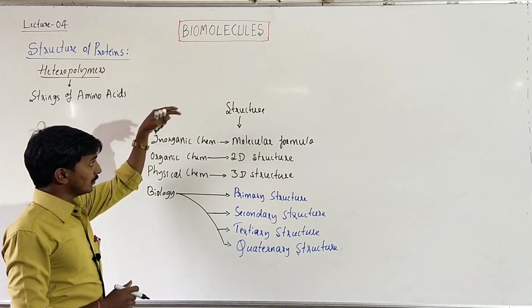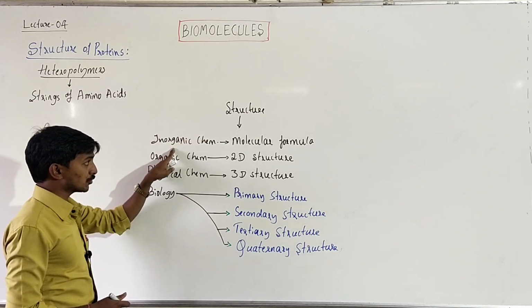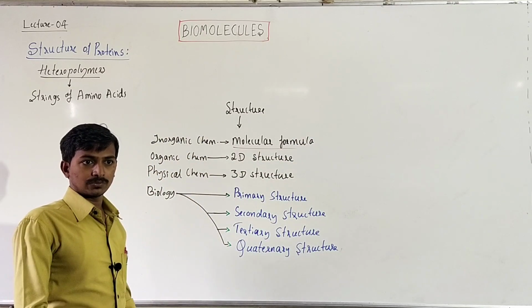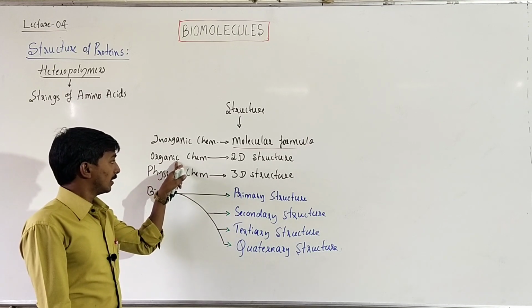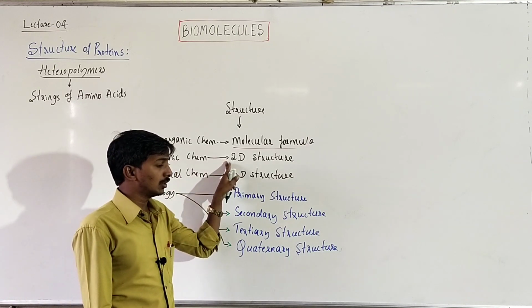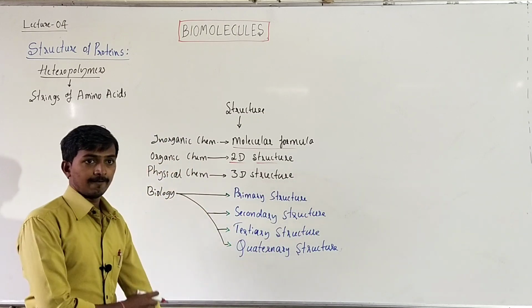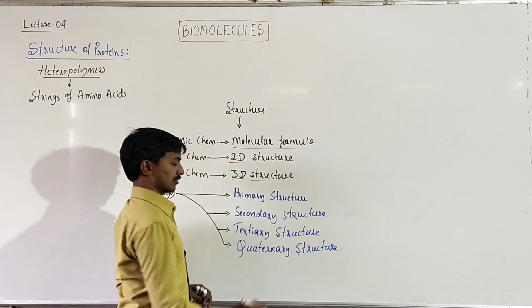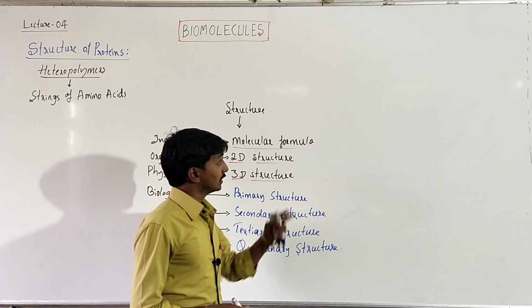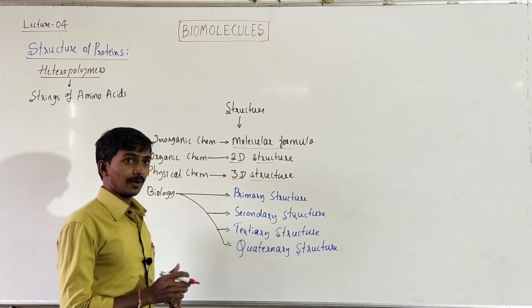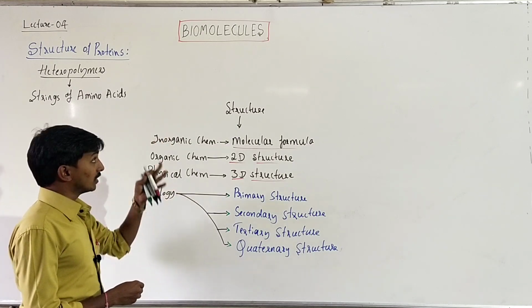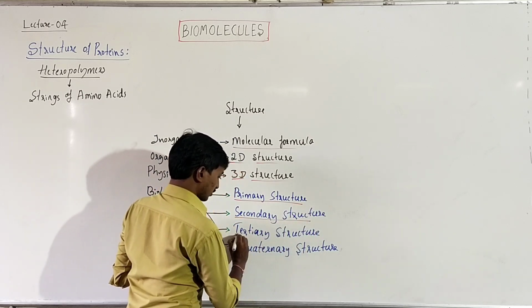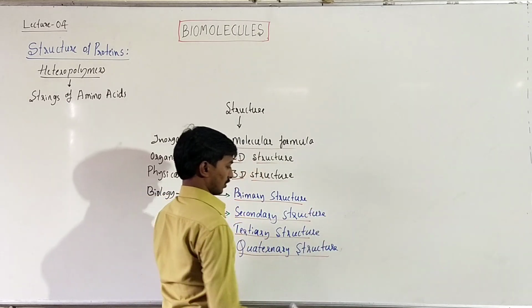When we say structure in terms of inorganic chemistry, structure means molecular formula like KMnO4, CuSO4. When it comes to organic chemistry, it is the study of a two-dimensional structure. When it comes to physical chemistry, it means a three-dimensional structure. But since we are studying this concept in biology, we have to study the biomolecules, mainly the proteins, in terms of primary structure, secondary structure, tertiary structure and quaternary structure.